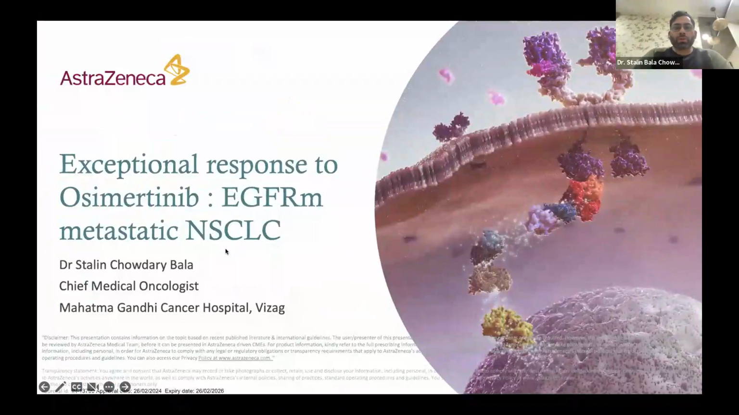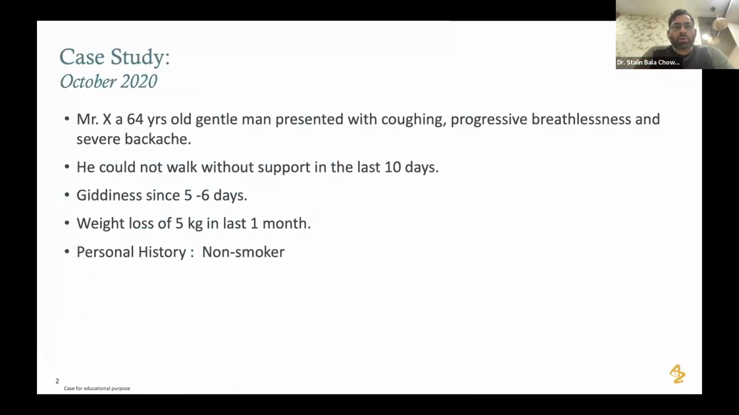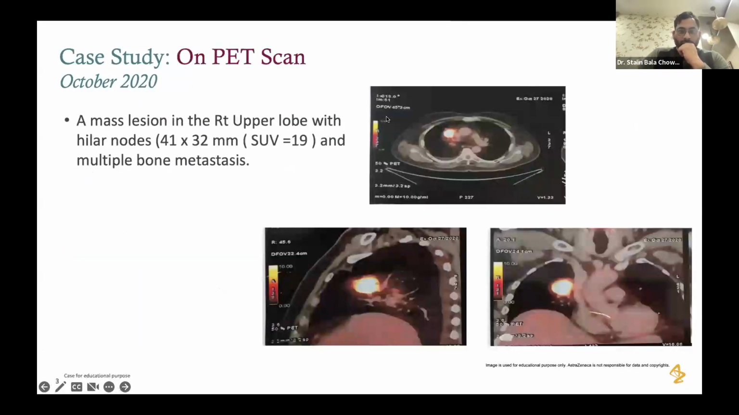Okay. So this is the case which was provided by AstraZeneca. A 64-year-old gentleman presented with coughing, progressive breathlessness, and severe backache. He could not walk without support in the last 10 days, with giddiness since 5 to 6 days and a weight loss of 5 kg. And he is a non-smoker.